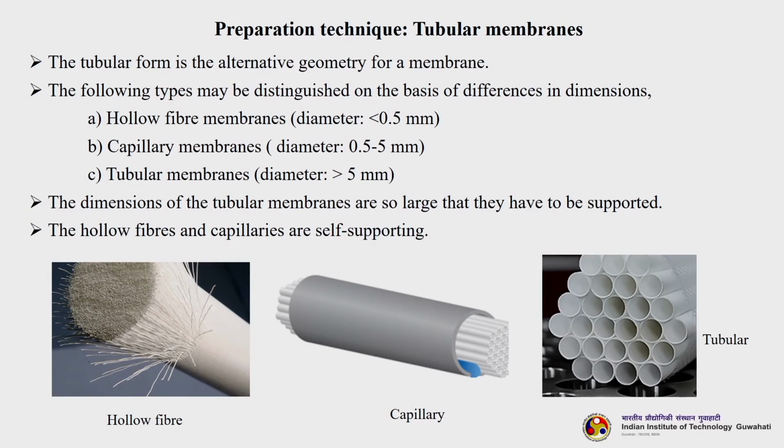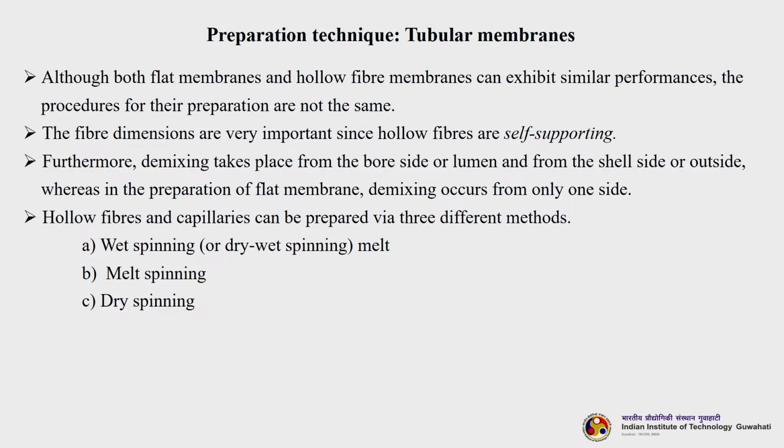Let us see how the tubular membranes are prepared. The tubular form is an alternate geometry and very good in terms of commercial application. So, we can have either hollow fiber membranes where the diameter is less than 0.5 millimeter, or capillary membranes where the diameter is usually 0.5 to 5 mm, or tubular membranes, where the diameter is usually greater than 5 mm. The dimensions of the tubular membranes are so large that they have to be supported, whereas hollow fibers and capillaries are self supporting. This we have also discussed during our modular configuration discussions.